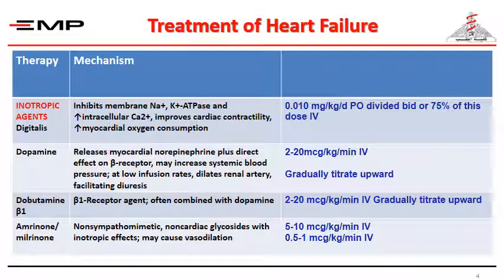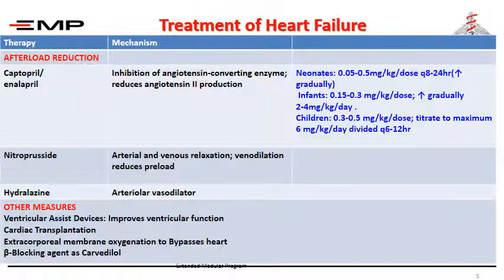Amrinone and milrinone are non-sympathetic, non-cardiac glycoside drugs with inotropic effects, and they may cause vasodilation. They have very good effects on patients with severe heart failure when we find that the other inotropes are not effective. It is particularly used in the post-cardiac ICU.